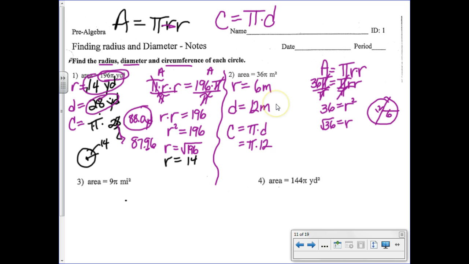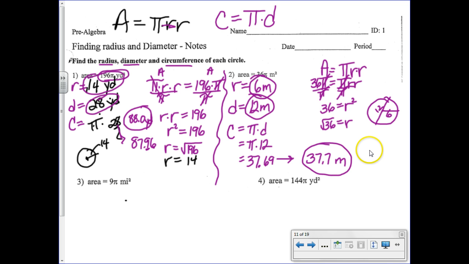Okie dokie. So go ahead, grab your calculator. Pi button times 12. And I get 37.69, and then it keeps on going. Round this to the tenths place. 37 and 7/10. My label is meters. So for number 2, 6 meters, 12 meters, 37.7 meters.